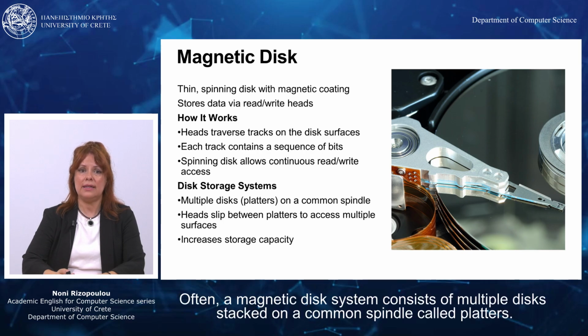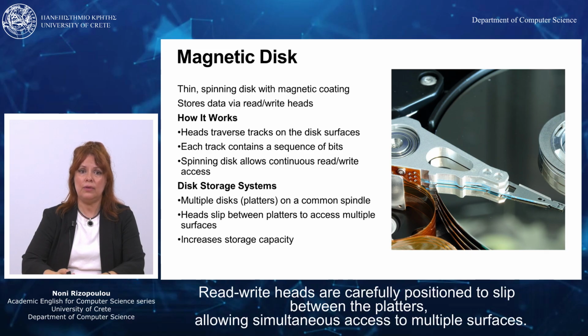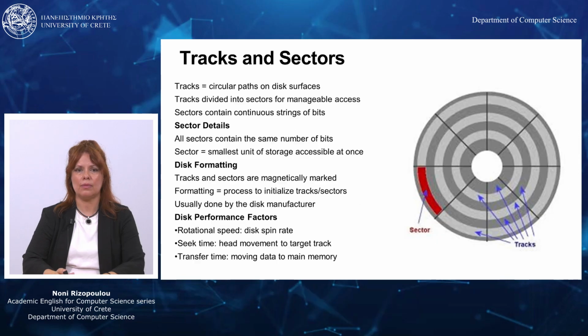Often, a magnetic disk system consists of multiple disks, called platters, stacked on a common spindle. Read-write heads are carefully positioned to slip between the platters, allowing simultaneous access to multiple surfaces.